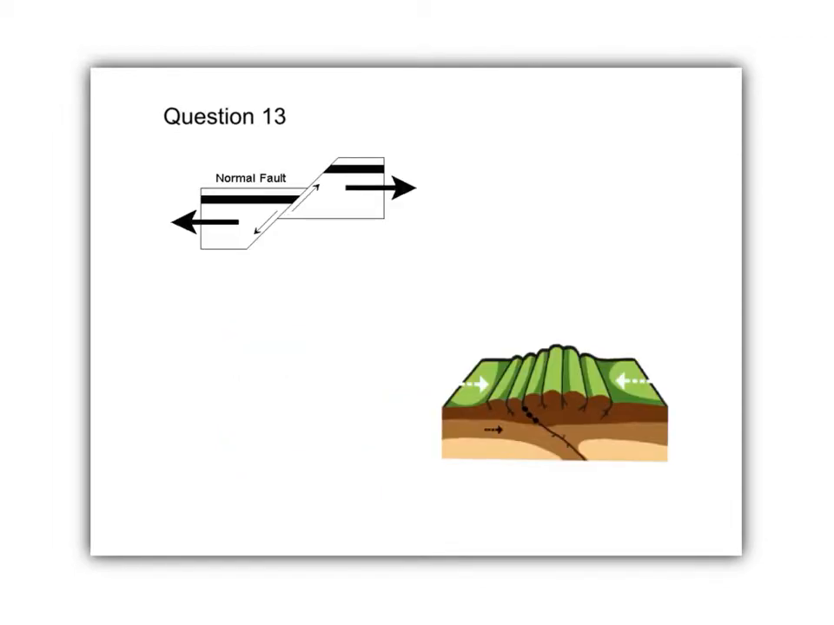Question 13. It says define the following. So we have normal fault and the process orogenesis. This is a normal fault. If you can remember, the hanging wall falls down and the footwall stays up, that is a normal fault. For the process of orogenesis, that is the process of mountain building. This is an example of that. Pushing in and mountains are formed.